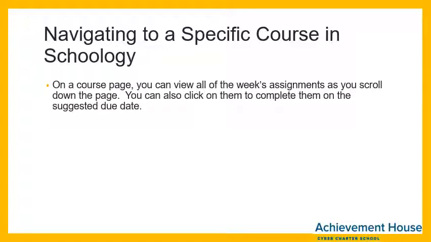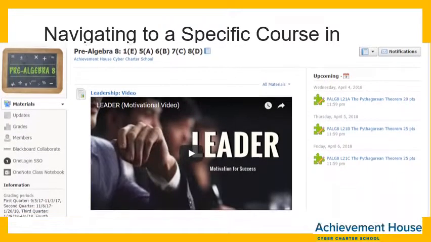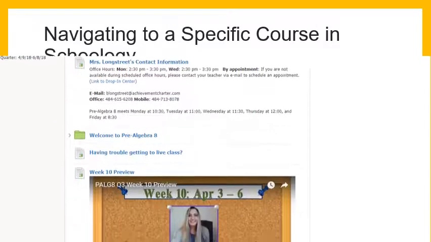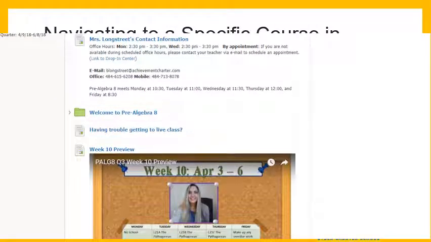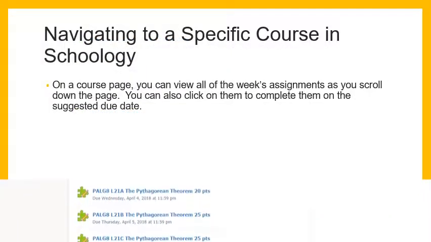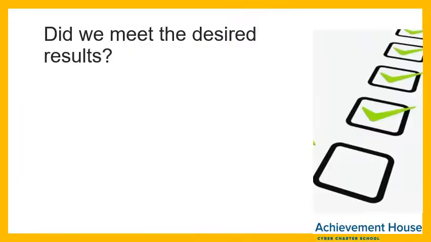Once on a course page, you can view all of the week's assignments as you scroll down on the page. You can also click on them to complete them on the suggested due date. At the top of the page, you'll see some basic information about the course, including upcoming assignments. Below that will be some contact information and some additional information about what you'll be learning that week. And below that will be the week's assignments, as well as the access to the previous week's folder and resources folder.